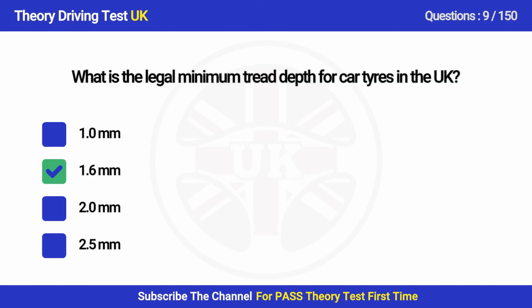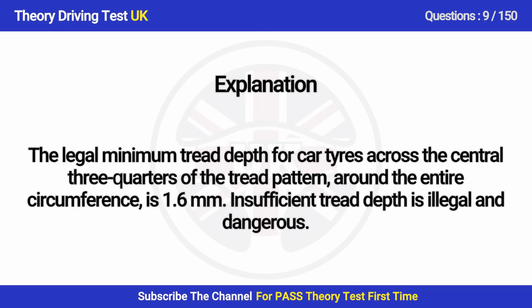Answer is B, 1.6 mm. The legal minimum tread depth for car tires across the central three-quarters of the tread pattern, around the entire circumference, is 1.6 mm. Insufficient tread depth is illegal and dangerous.